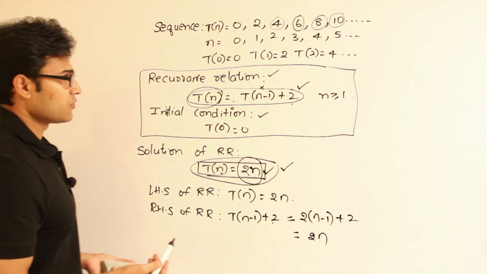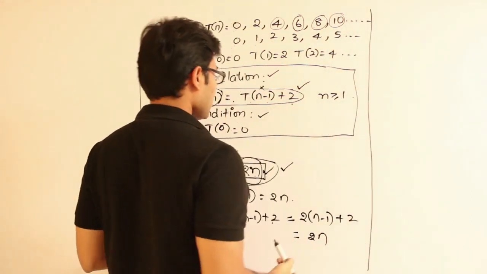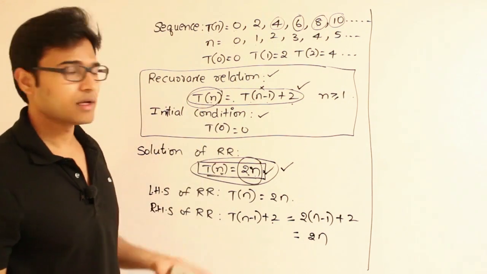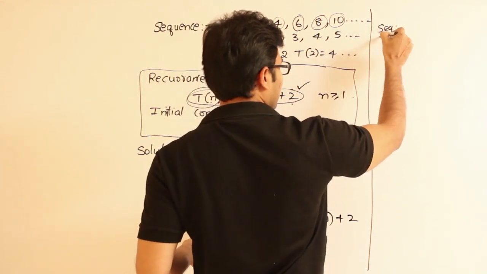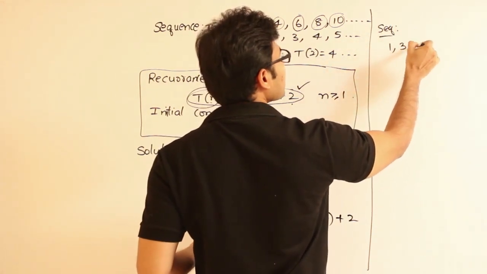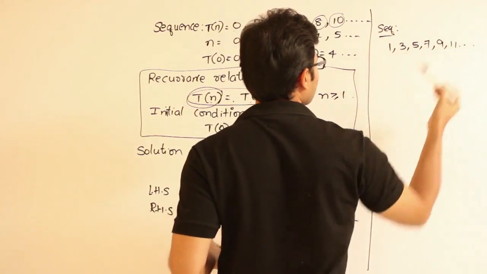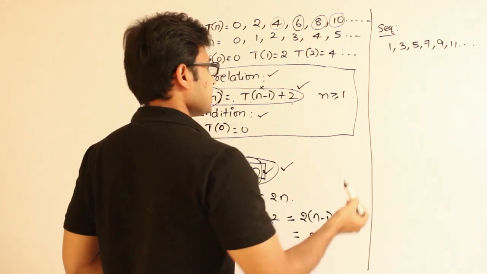So let's see some examples first. Again, I didn't tell you how to solve the recurrence relation yet. I am assuming that I know the solution, and then I am going ahead. So let's see some examples. Now one sequence I am giving you is 1 3 5 7 9 11 and so on. Now for this sequence, try to give me what the recurrence relation can be.